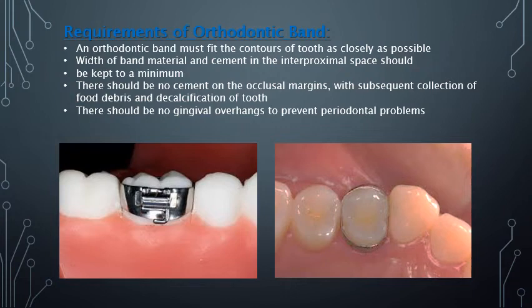Requirements of orthodontic band. An orthodontic band must fit the contour of the tooth as closely as possible. The width of band material and cement in the interproximal spaces should be kept to a minimum. There should be no cement on the occlusal margin, with subsequent collection of food debris and decalcification of the tooth. There should be no gingival overhangs, to prevent periodontal problems.